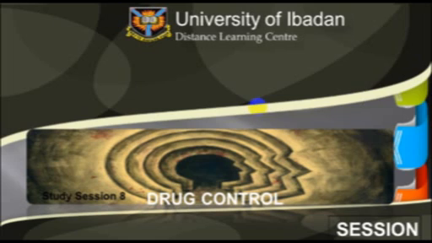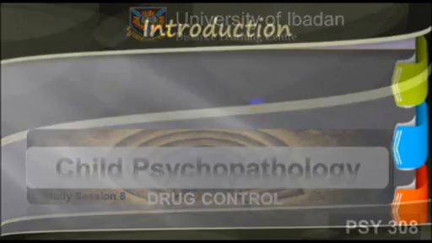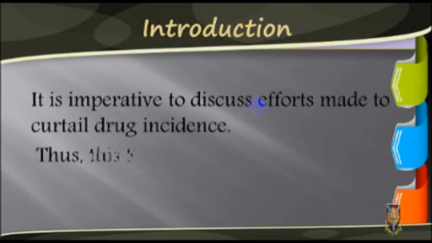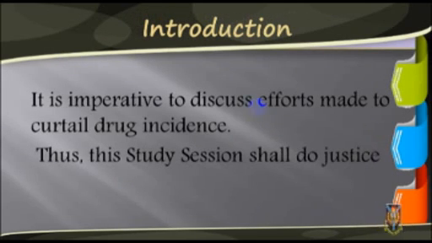Study Session 8. Drug Control. Introduction. In the previous study session, we observed there is a consequent association between substance abuse and crime. We have also examined the diverse effects of drug abuse. Thus, it is imperative to discuss efforts made to curtail drug incidence.